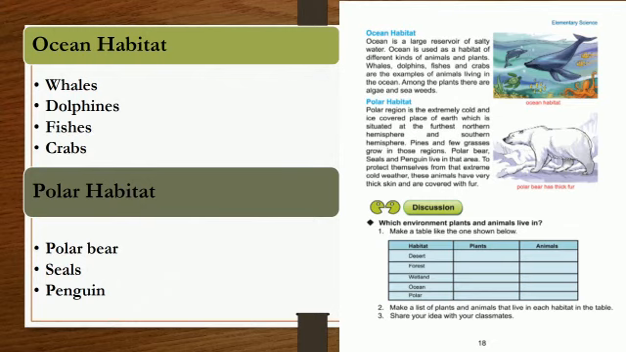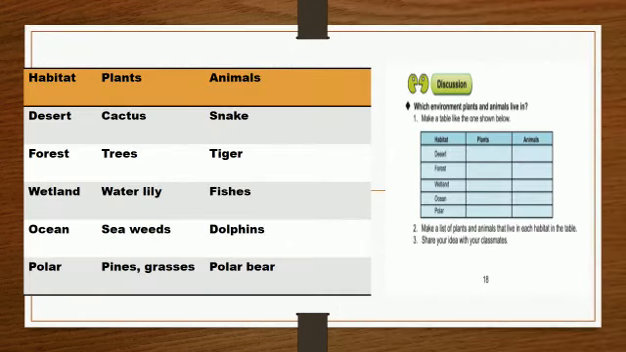So this is about this topic, and here is a table for you where you have to make a list about some kind of habitat in which plants and animals used to live. You can just have a look on this. I have done it for you. I can give you an example. Here, desert. So what kind of plants live in the desert? Yes, the answer is cactus. And what kind of animals live inside the desert? Yes, the answer is snake. So I have done this for you. You can have a look.